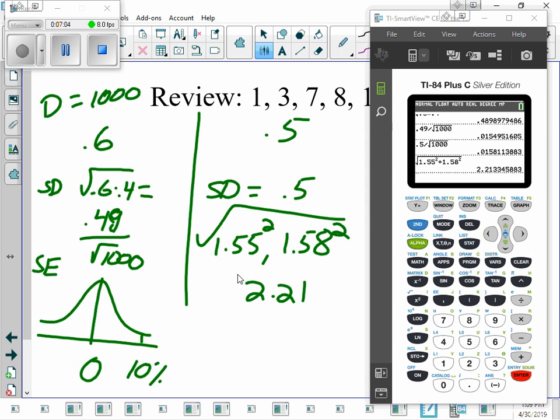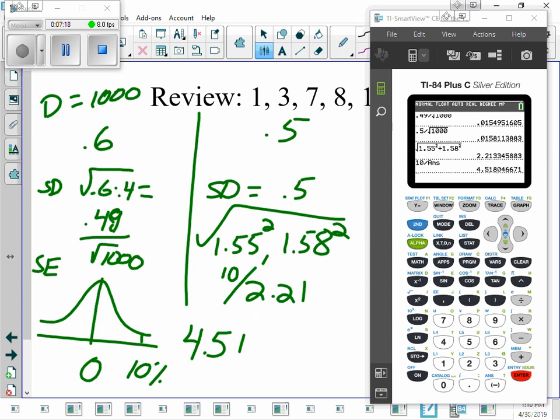So 10 minus 0 is 10. And then I divide that by 2.21. And I get 4.51. Should I shade norm with 4.51? No, I'm going to get a number that's very, very close to 0. So if my p-value is essentially 0, then I reject the null and accept the alternative, and I say there is a highly significant difference between the value of 60 and the value of 50.